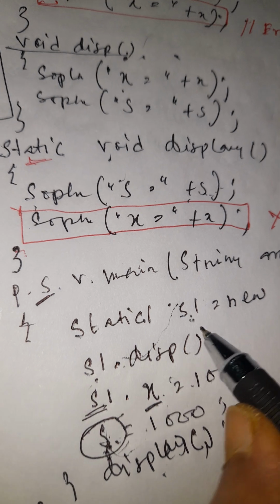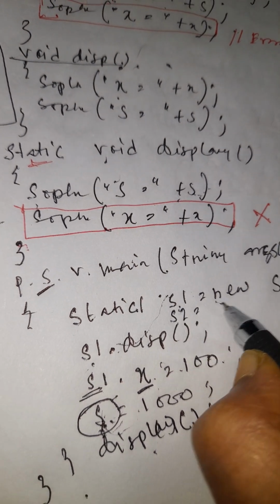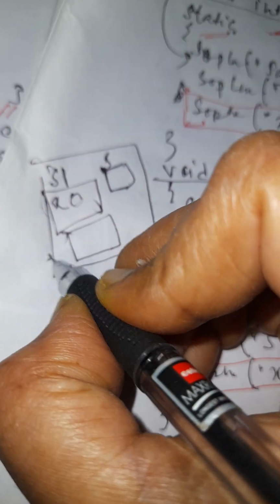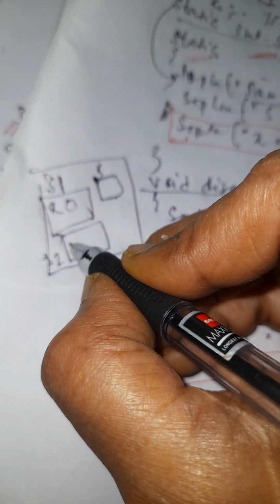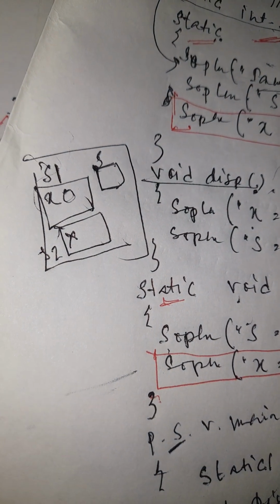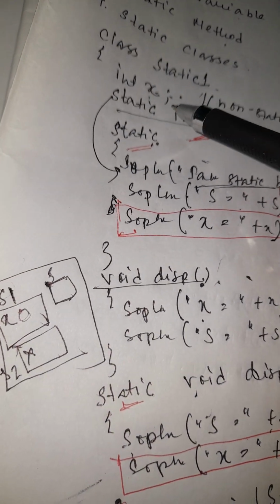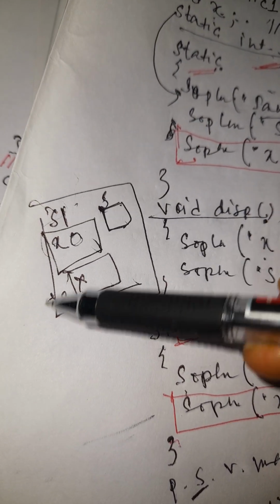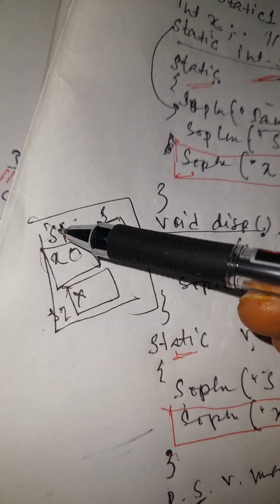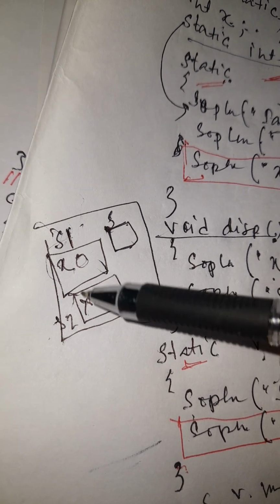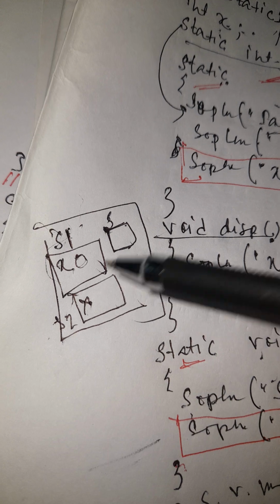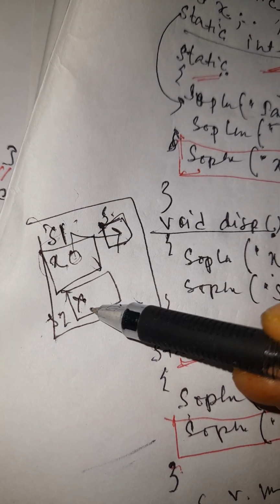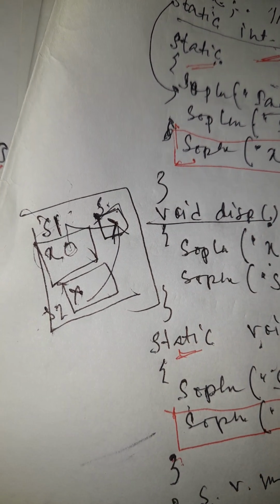If you declare one more object here, maybe s2 equal to new static one, so this s2 also occupies one space. For this s2 we also have one more variable, that is x, because x is a non-static variable. That one is the instance variable. So for each and every object you have, it has its own non-static variable. But in case of s, this is a common space. s1 can use s, s2 can also use s. That is a class variable.